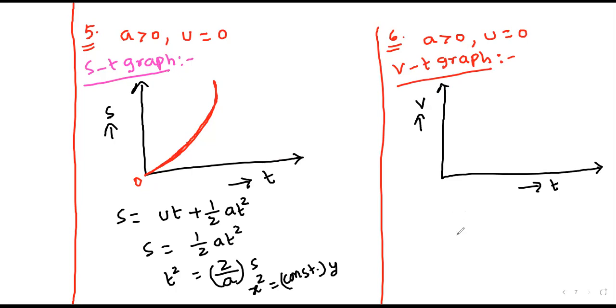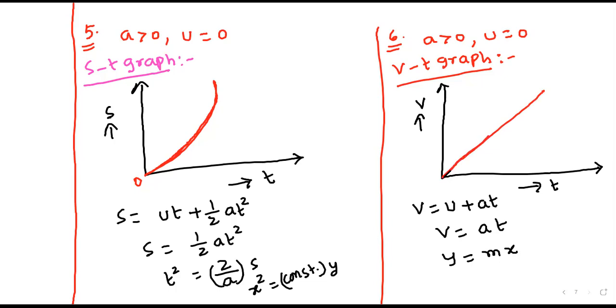Now, velocity and time, we are having the equation of motion as v equal to u plus at. If initial velocity is 0, then v equal to at. It is in the shape of y equal to mx, right? So I can draw the shape as a straight line passing through origin and having a positive slope.